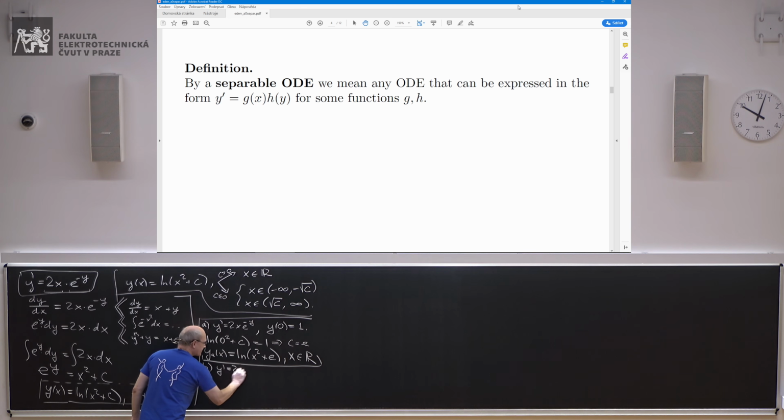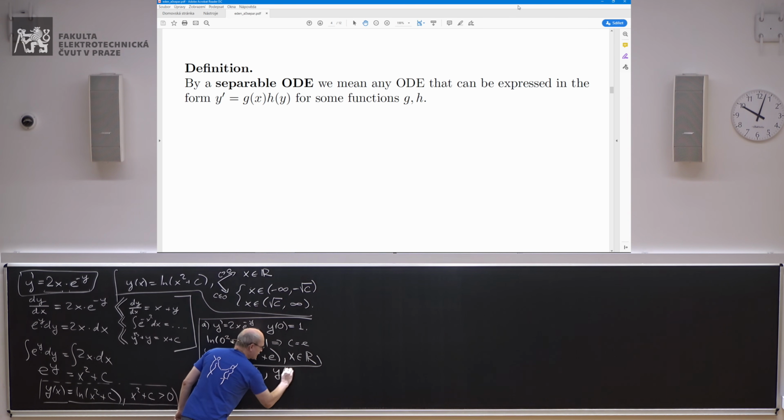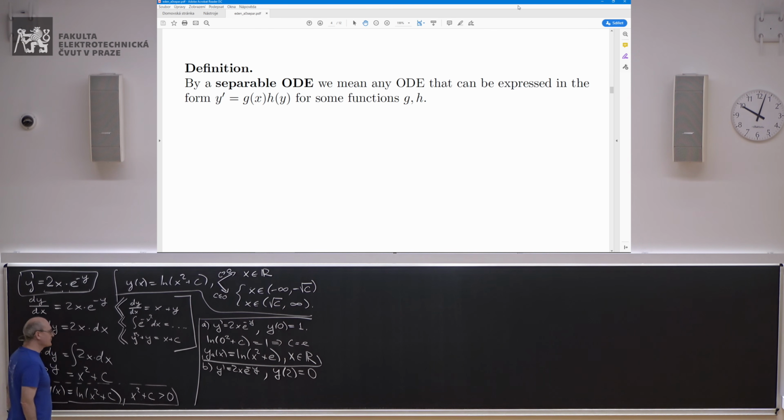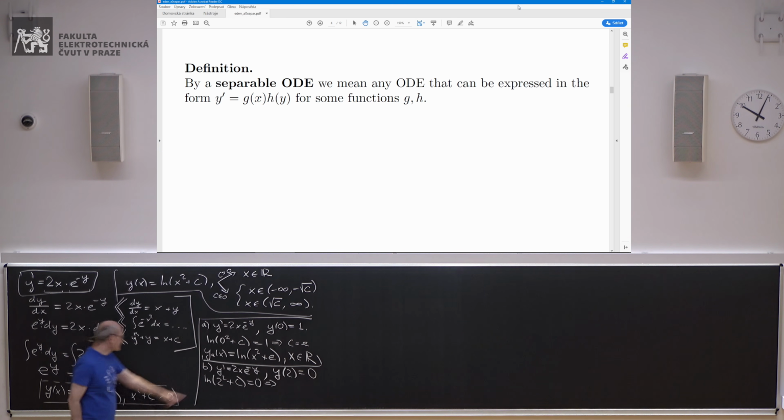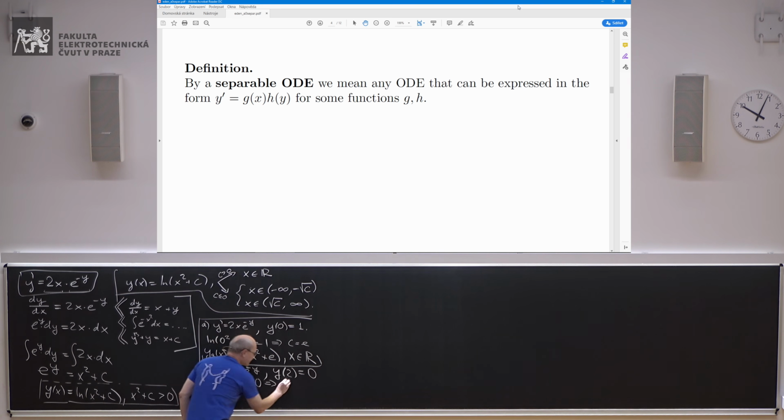Again, we have our differential equation. And this time the initial condition says y at 2 is equal to 0. Okay, I take my general formula and I put 2 for x. And I get logarithm of 2 squared plus c is equal to 0. What does it mean? Well, this means that 2 squared plus c, which is actually 4 plus c, should be equal to... logarithm of something is 0, so the something must be 1.